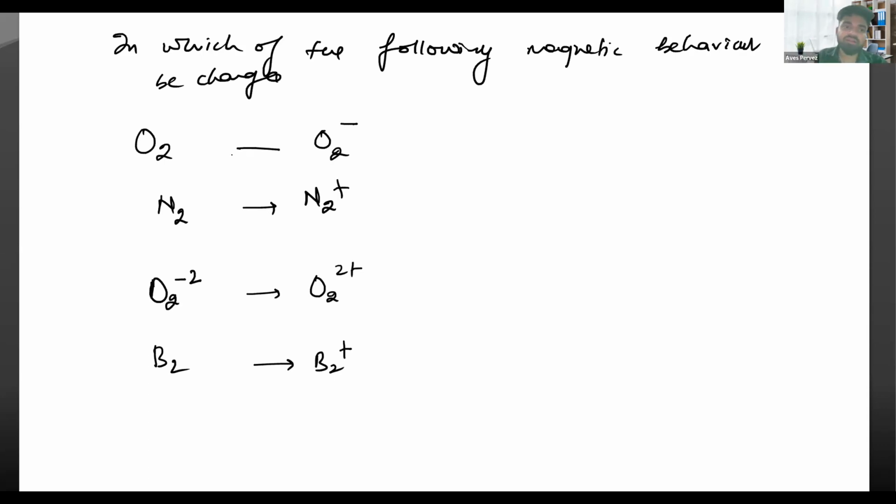So you can write the electronic configuration. The total number of electrons here is 16, here is 17, here is 14, and here is 13. For N2 positive, it is 16 already and 2 have been borrowed, so it is 18. And here it is 16 already, and 2 have been given, so it is 14. Then B2 is 10, and 1 borrowed, it is 9. Now you can check with the help of your table and tell me which is going to have a changing magnetic nature.